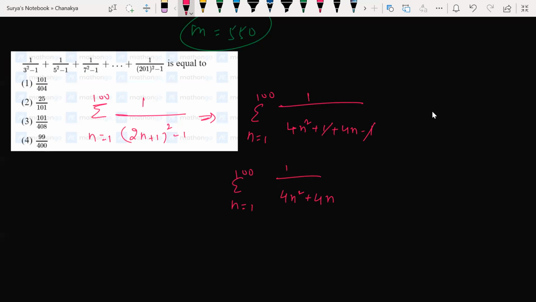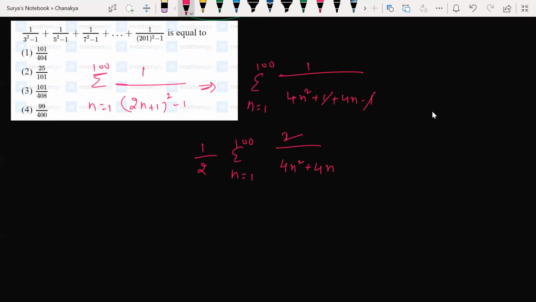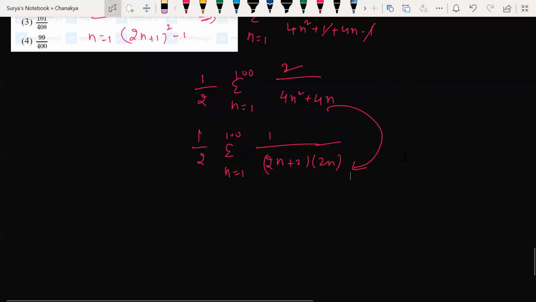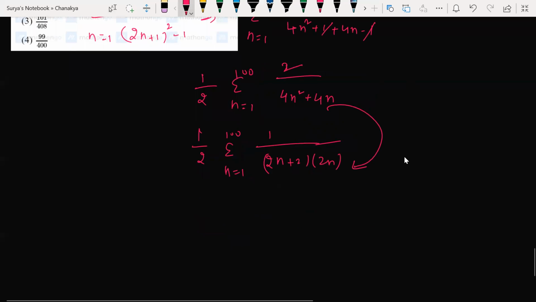So here look at this, beta. Here 4n square 4. So multiplying and dividing with the 2 here. Multiply and divide with the 2. So what happens now? 1 by 2, n is equal to 1 to 100. So 1 by this can be written as what? 2n plus 2 into 2n. Can I write like this? This denominator 4n square, so 2n I'm taking common. That's it. Taking 2n common.